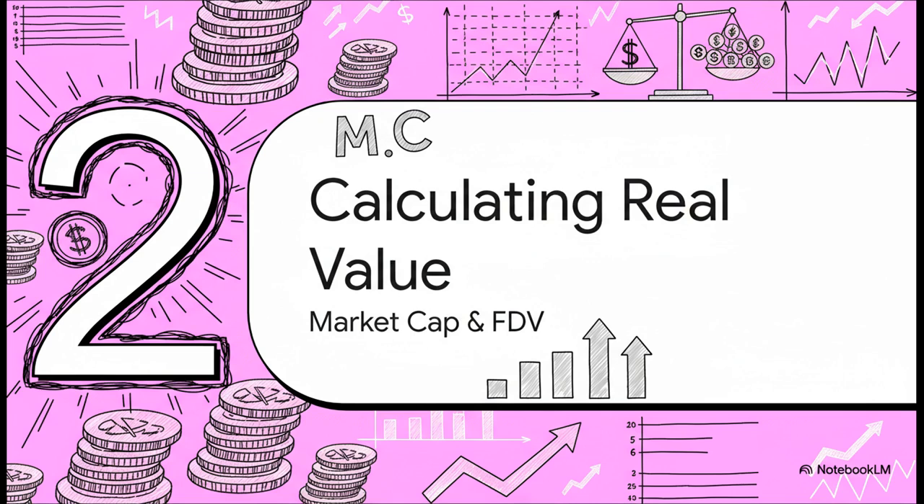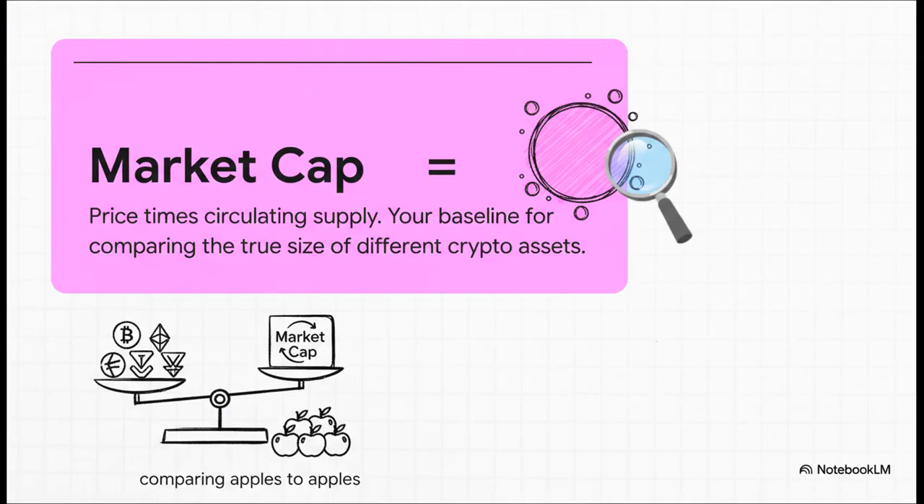All right, let's start building this out. We're going to kick things off with the most important concept for fixing that price-based thinking: market capitalization. So what is market cap? It's actually super simple. You just take the price of one token and you multiply it by how many of those tokens are actually out there, circulating in the market. This is your starting point. It's how you compare projects apples to apples and understand the true size of a project.